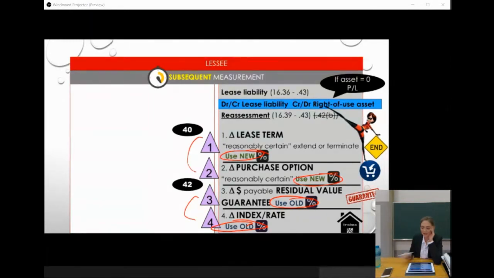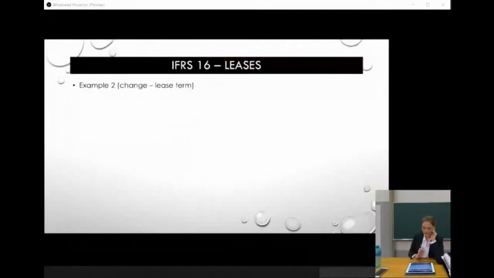Now we're going to do some class examples. Lots of fun. The first class example we're going to look at is example 2, in your notes and class examples, where we have a change in the lease term. I am not going to do the example in detail. You'll see that they usually ask for 2 or 3 or 4 years worth of journals. We're not going to do all of that. I just want to show you specifically the remeasurement. So part of your homework is to go and look at these class examples again.